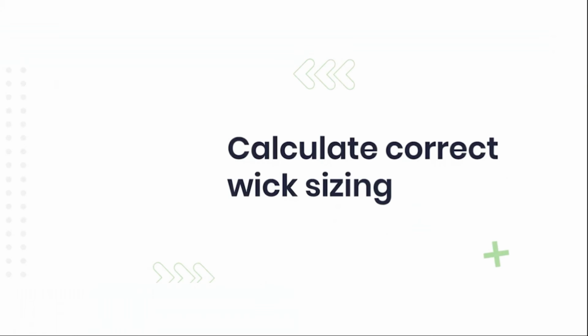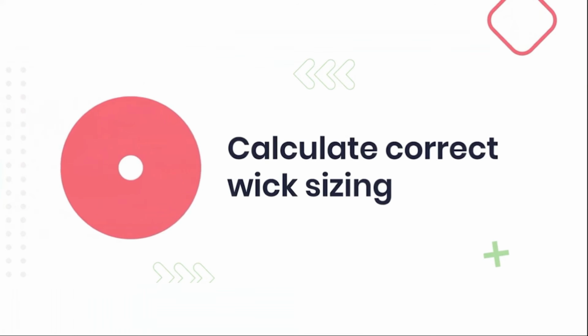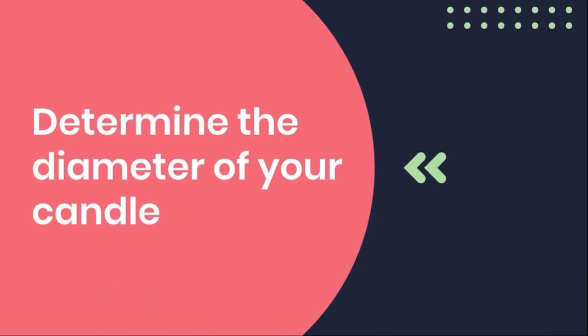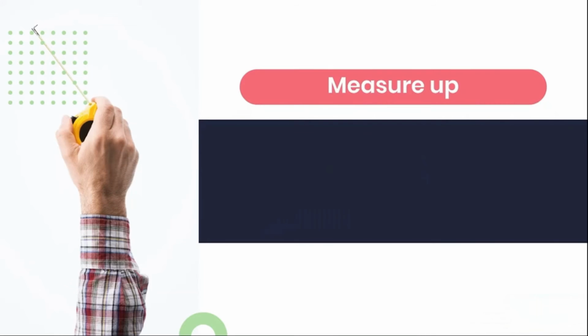We'll now move on to our next topic. One of the most important calculations you'll need to do when making your candles is to learn how to discern the correct wick size for the project. To do this, we need to speak about how to determine the diameter of your candle or its container. The measurements in this section are where many candle makers fall short.